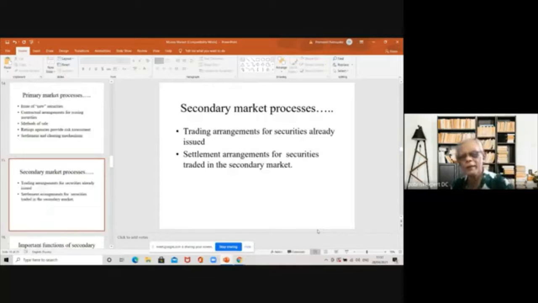Then the secondary market process: trading arrangements for securities already issued is the secondary market process. Now we were comparing the stock exchange IPOs and share issues. There is a huge difference between the equity traded at the Colombo Stock Exchange and the money market instruments called debt instruments traded at the money market. What is this main cardinal difference?